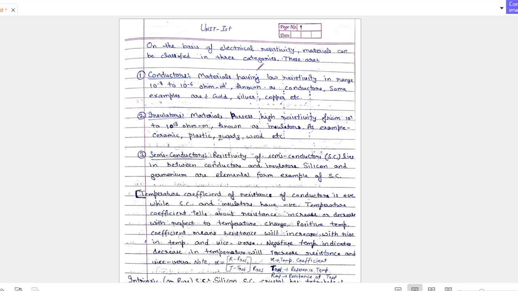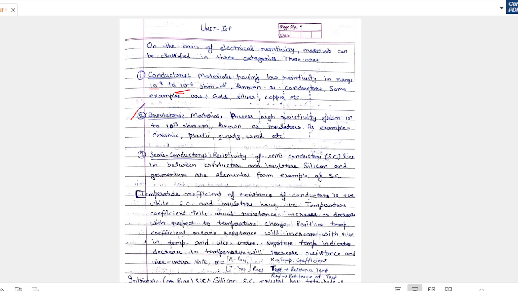First is conductor. Conductors have very high conductivity and very low resistivity. Its resistivity is in the range of 10 to the power minus 8 to 10 to the power minus 6 ohm meter. You can see the resistivity is very small as its power is in minus. So as conductors have very low resistivity, they have high conductivity. Examples are metals, for example copper, gold, silver. That's why we use copper wires in electrical appliances.